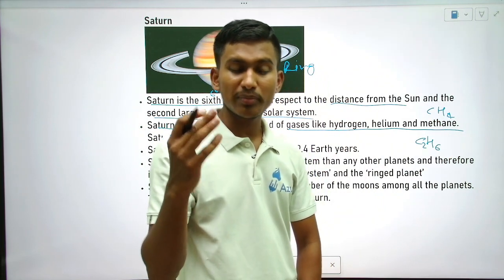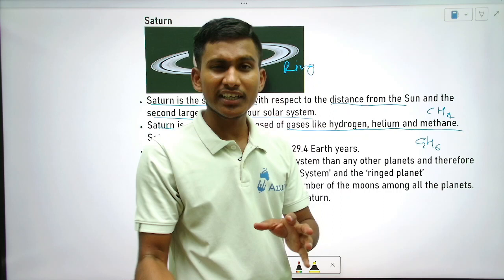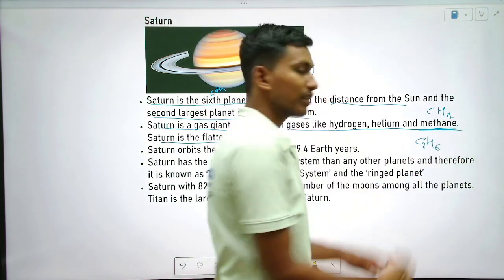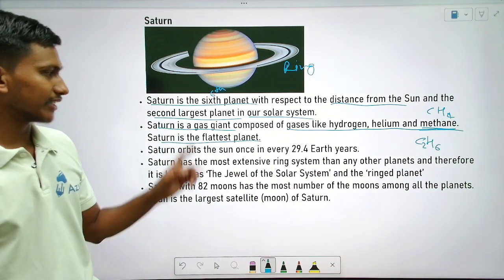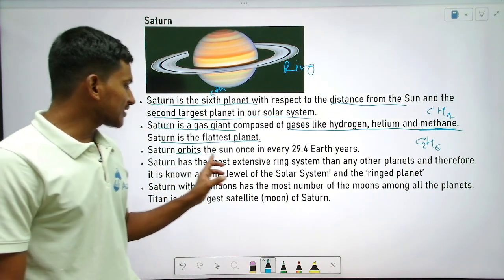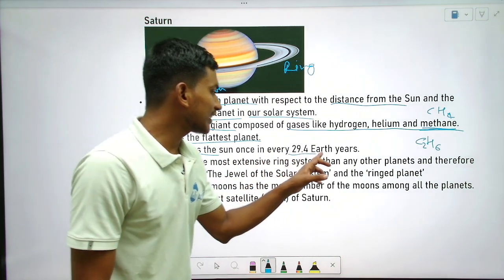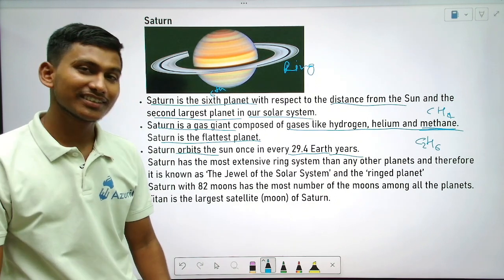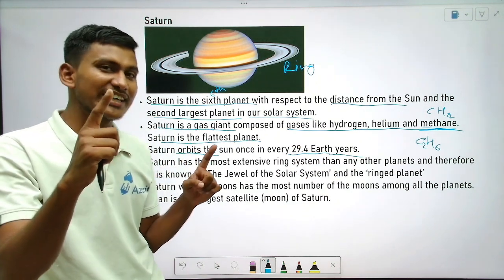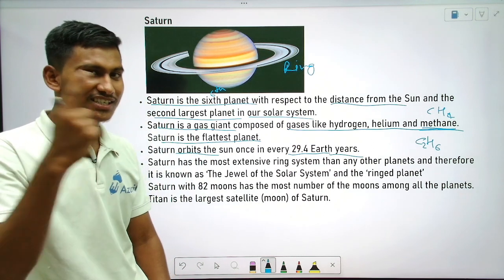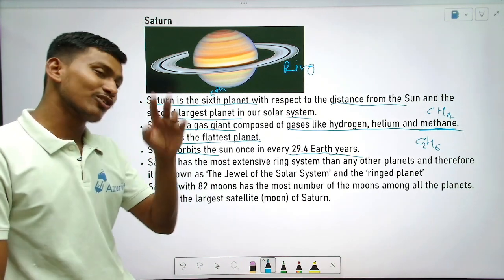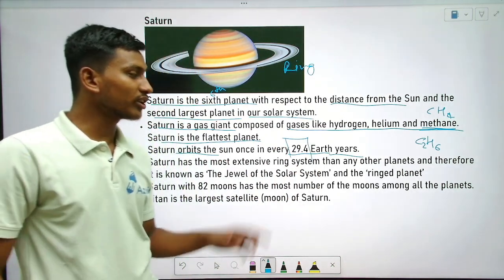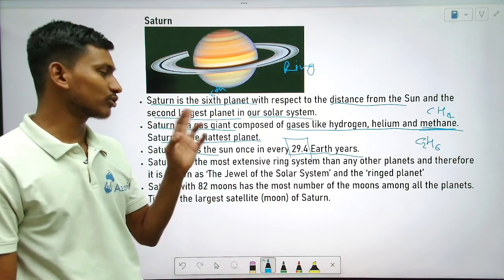Biomass. Have you heard of biomass? From gobar or dung, we create biogas, right? In that biogas, methane is produced. We can burn it. Saturn orbits the sun once in every 29.4 Earth years. Our Earth takes 1 year to go around the sun. So how many years does Saturn take? 29.4 years to rotate around the sun.